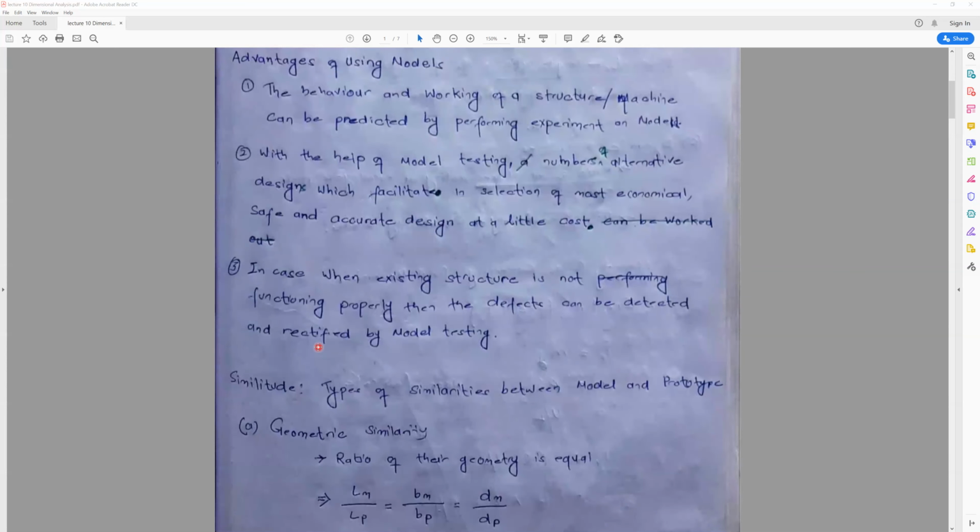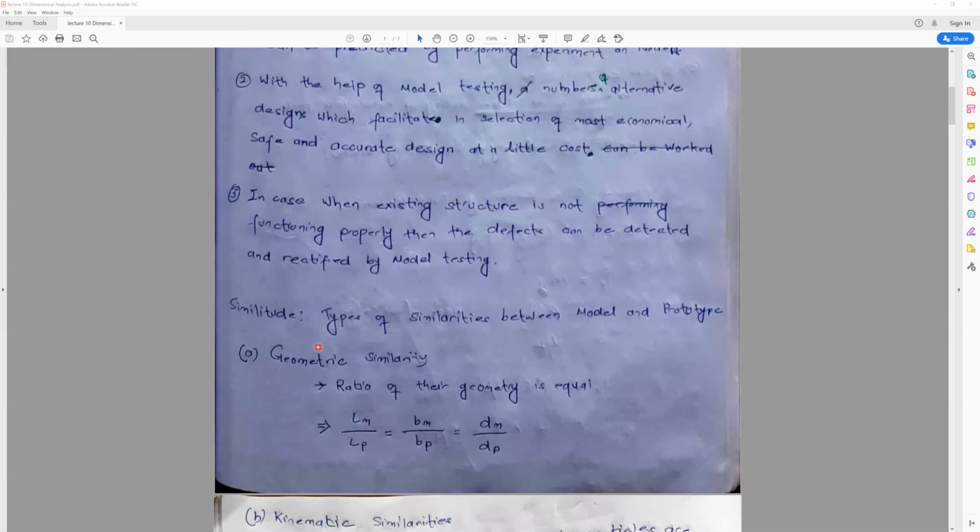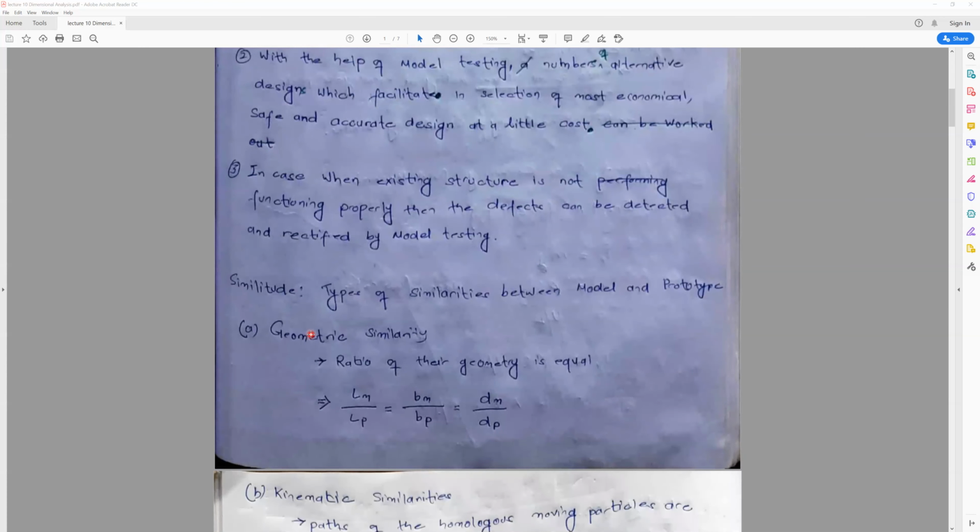Now, like I was stating previously, not every small-scale object can be considered a model, right? Because there has to be some similarities, and this is known as similitude. Similitude is the type of similarity between model and prototype. There has to be some similarity between the model and the prototype before we call it a model. These similarities are geometric similarity, kinematic similarity, and dynamic similarity.